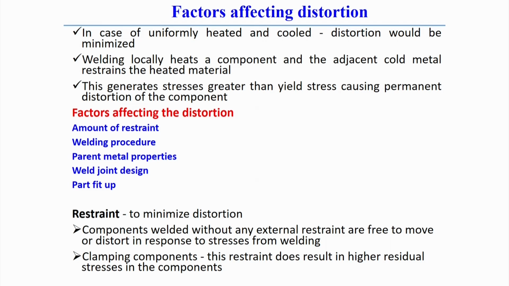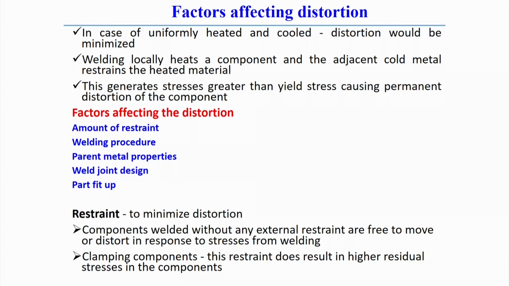The first factor is uniform heating and cooling. But in welding, non-uniform heating and non-uniform cooling actually happen, and that creates the distortion. If you try to create mostly uniform heating and cooling in welding, that reduces the amount of distortion.